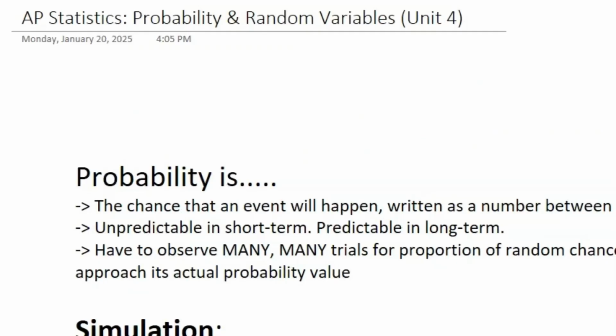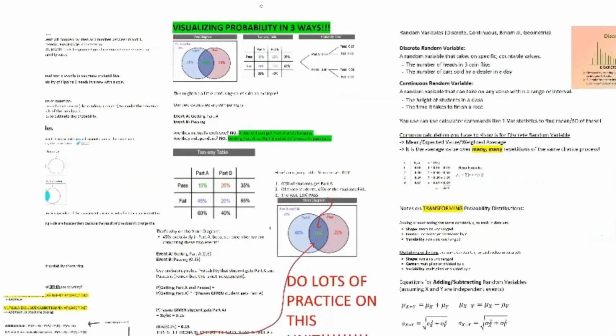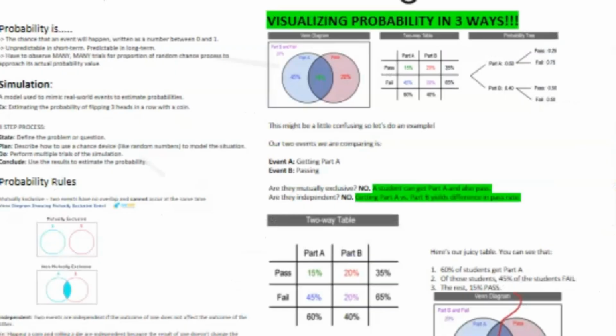I'm going to cover everything you need to know for AP Statistics Unit 4, which is going to cover topics on probability and also random variables. There's a lot of content, so let's just get right into it.